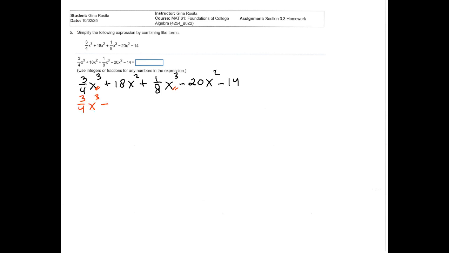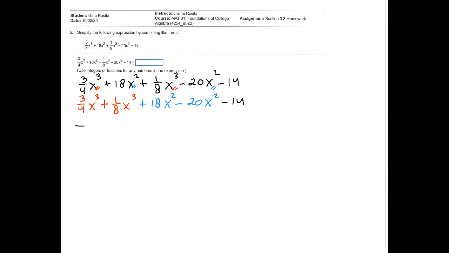Now look again at the x squared. This is x squared, this is x squared. Put together: plus 18 x squared minus 20 x squared, and then minus 14. Okay, so now look at the LCD. 4 and 8. The LCD is 8 because 4 goes into 8. Yes, 4 times 2, right? So now I just put this over 8 x cubed plus 1 over 8 x cubed.